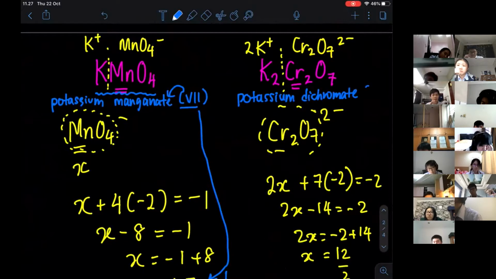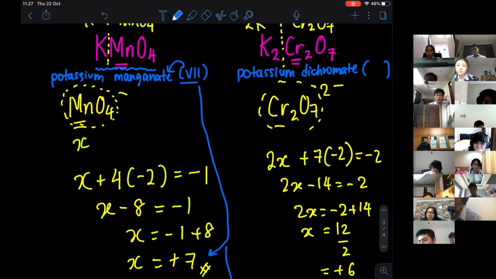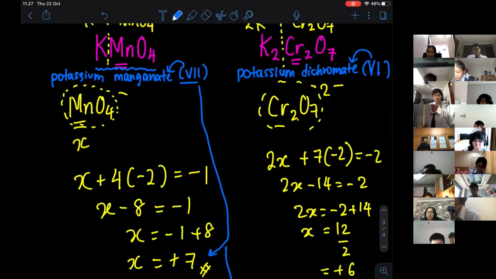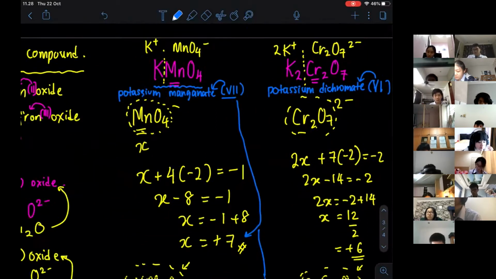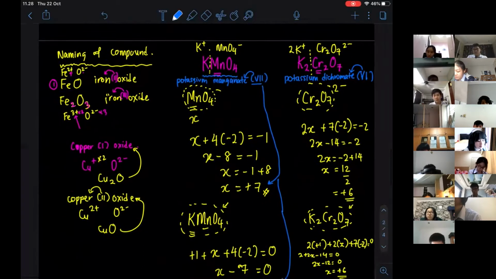Okay, Giuliano, what is going to be the number over here? Giuliano, what is the number? 6. Yeah, VI. So those numbers that you see in chemistry have a meaning, because the 6 tells us the oxidation number of chromium, the Cr. So please take note how we name compounds based on the oxidation number.